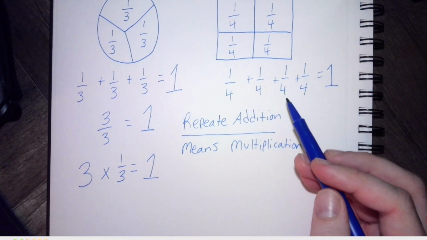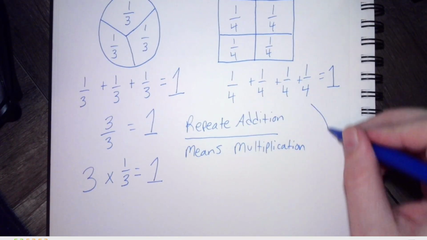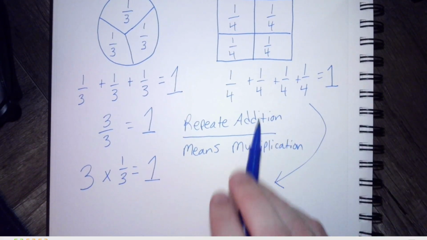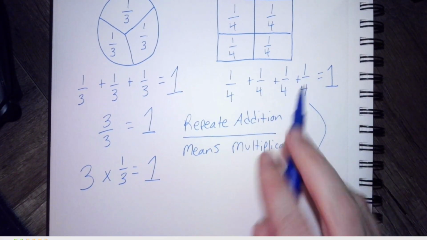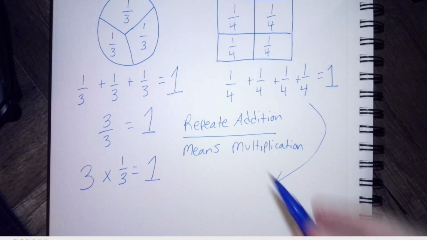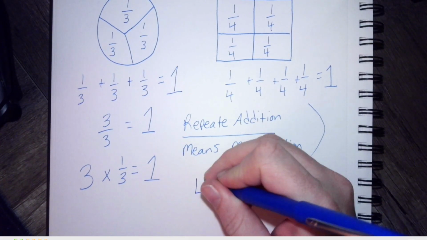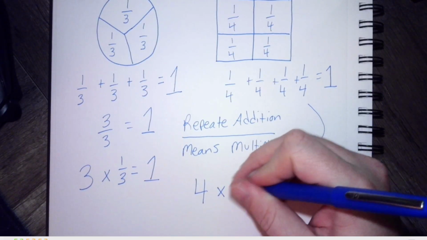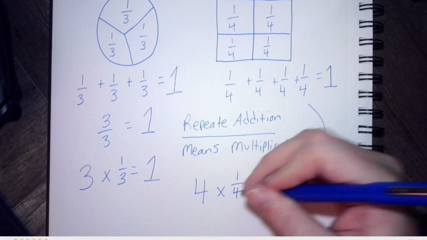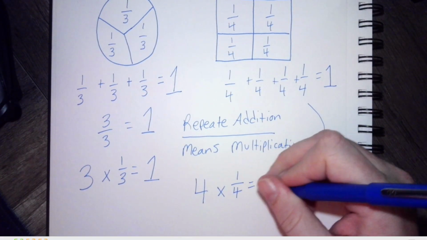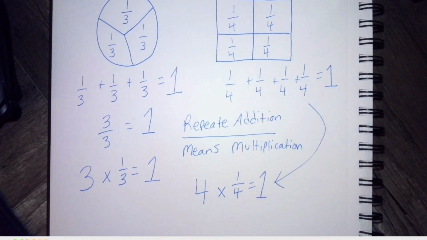So down here, I could say, how many groups of 1/4 do I have? I can see in my picture: 1, 2, 3, 4. So if I do 4 groups times what's in the groups, 1/4, 4 groups of 1/4 would equal 1. It would equal 1 whole.